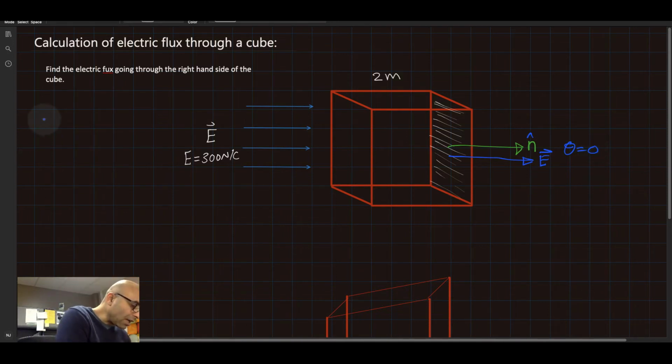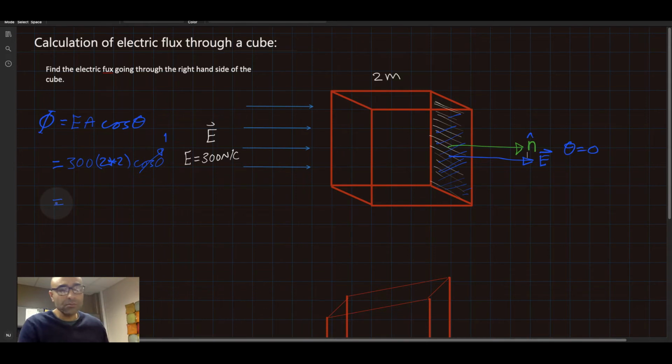So if we want to find the flux, phi is equal to EA cosine theta. Now E is 300 Newton per Coulomb, and A is the surface area, this surface area here, and this surface area is 2 by 2, so 2 by 2 times cosine 0. Cosine 0 is 1, and if you do this calculation, 3 times 4 is 12, plus 2 zeros, so that's 1200.